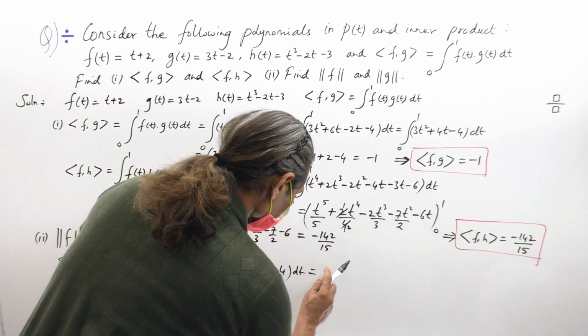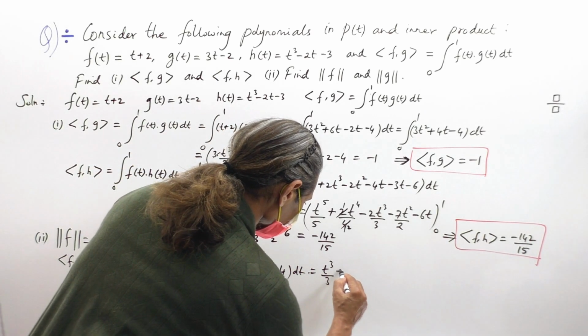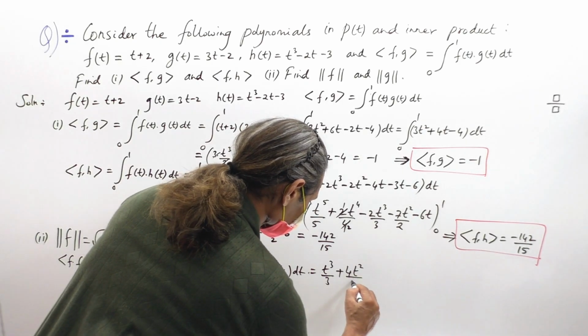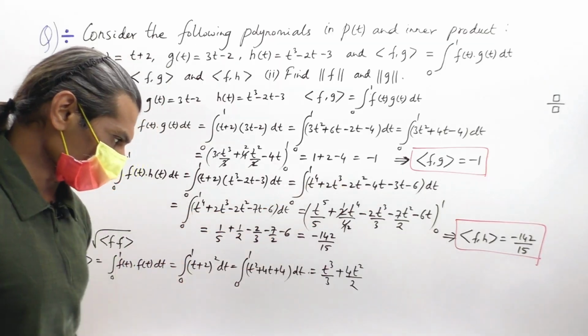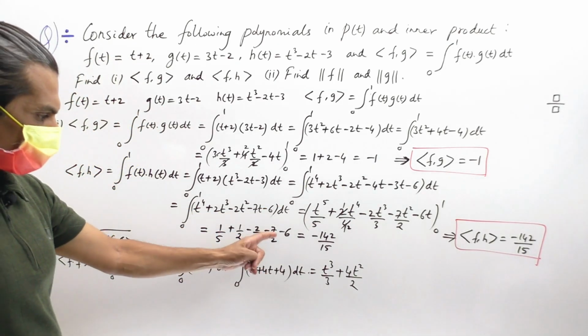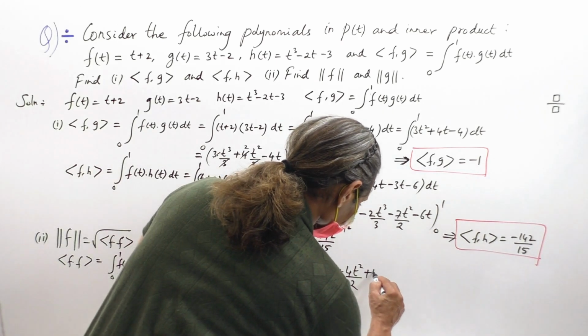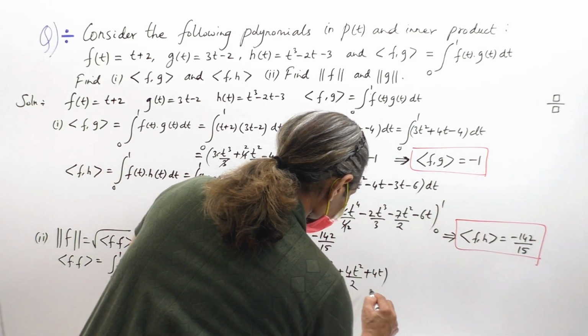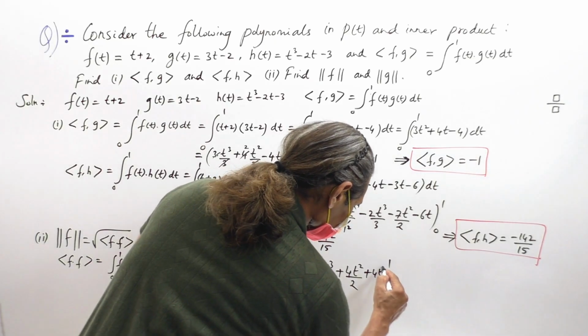This will be t cube over 3 plus 4t square by 2, again simple integration. Integration of t square is t raised to 2 plus 1 over 2 plus 1, that is t cube over 3, and t is t raised to 1, so t square by 2, and integration of 4 is obviously 4t, and the limit is from 0 to 1. Okay, so let's put the limit and find it here.